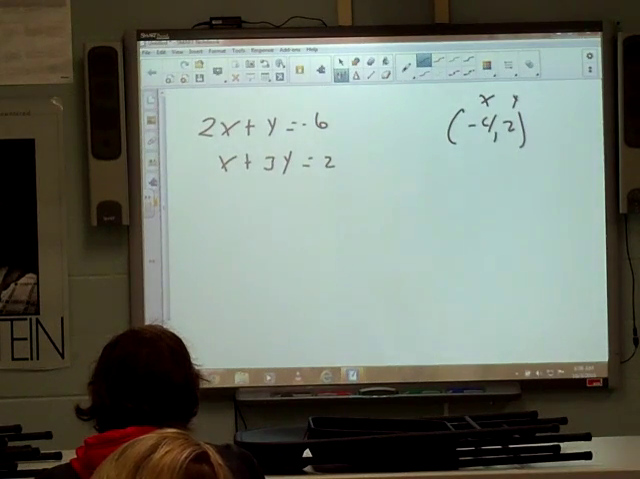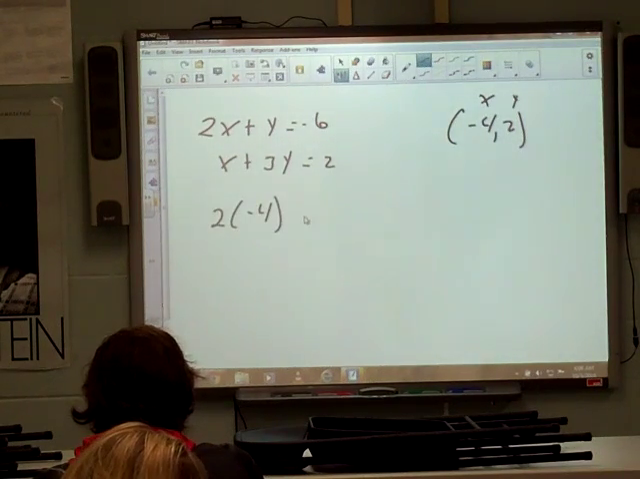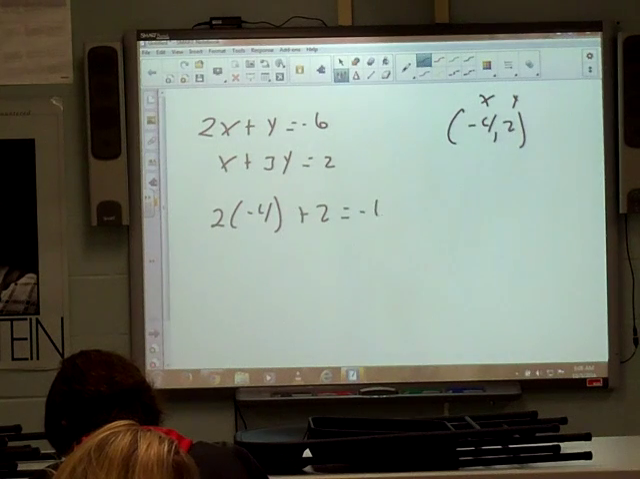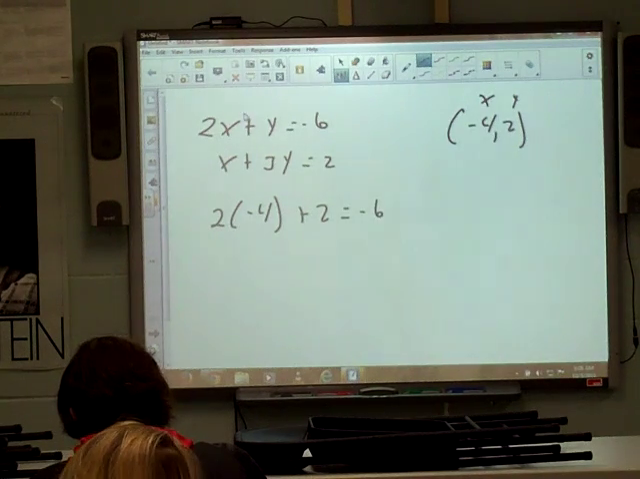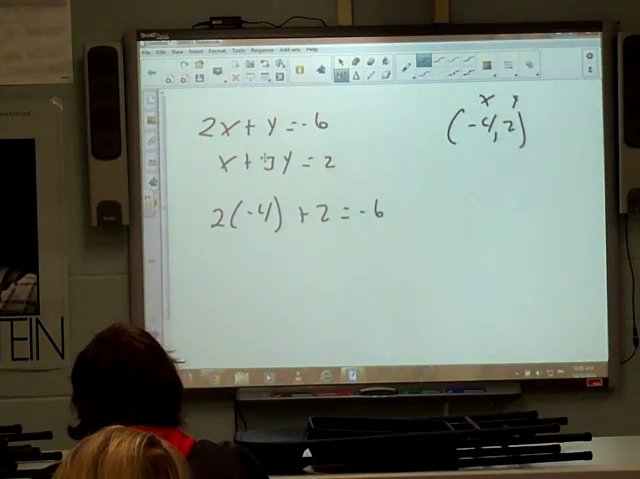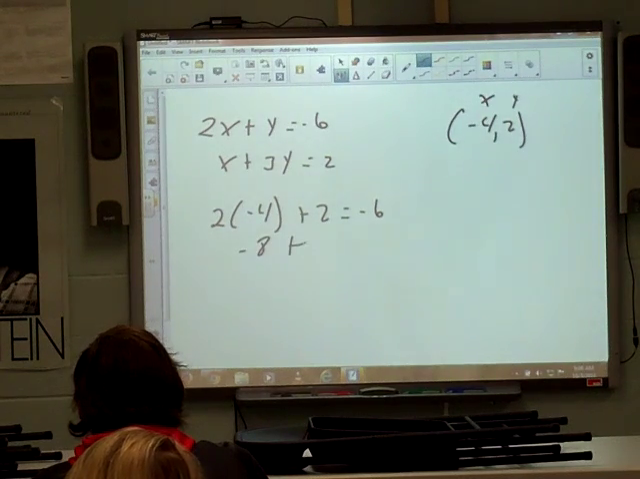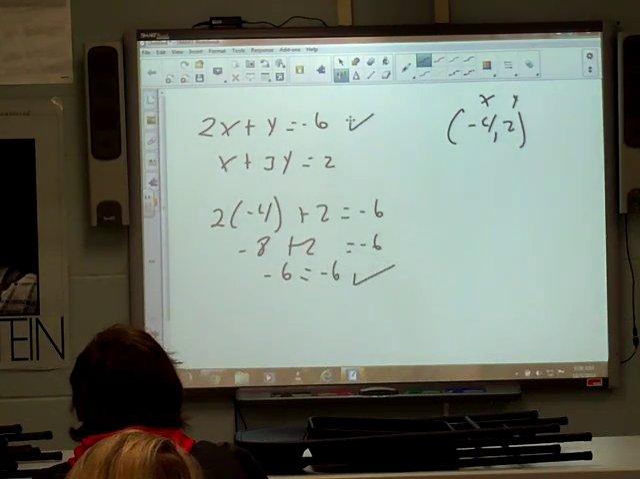In that first equation, I would have 2 times negative 4 plus 2 equals negative 6. I put the negative 4 in the x spot and the 2 in the y spot. Okay, so that's negative 8 plus 2 equals negative 6. Negative 8 plus 2 equals negative 6. So that would be true, right? So it worked in the first equation.